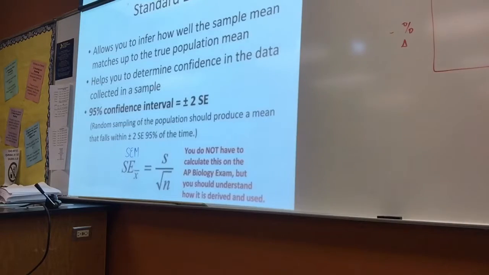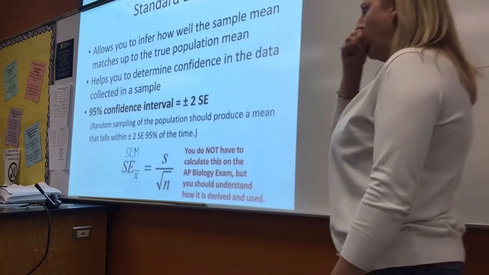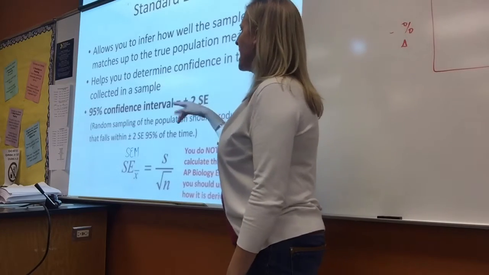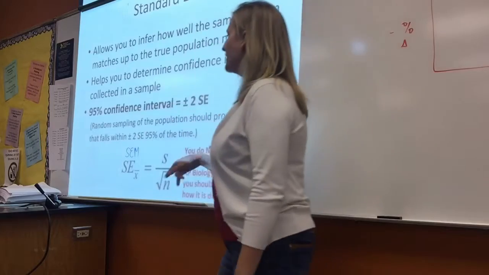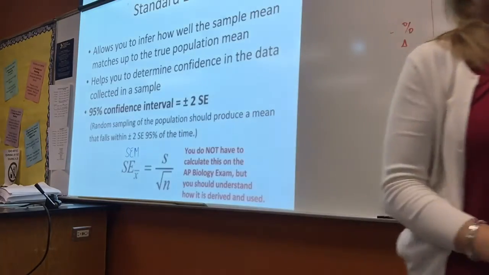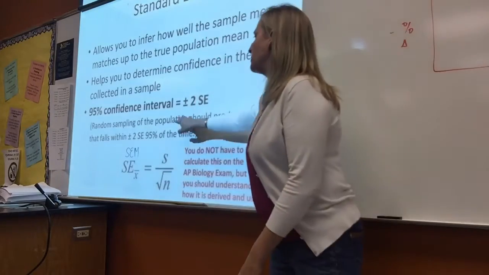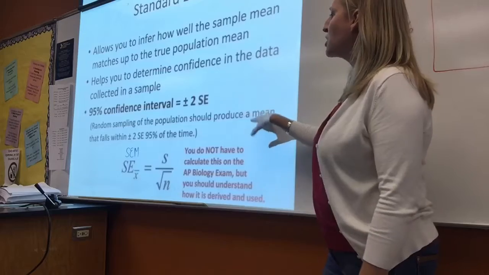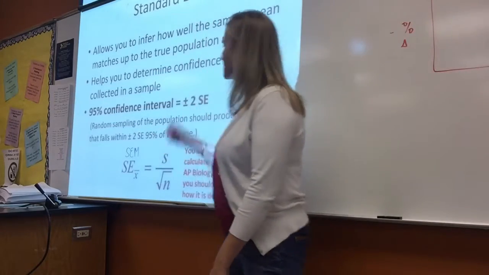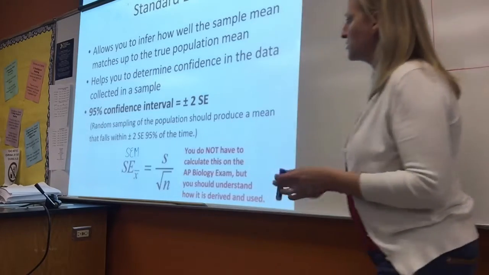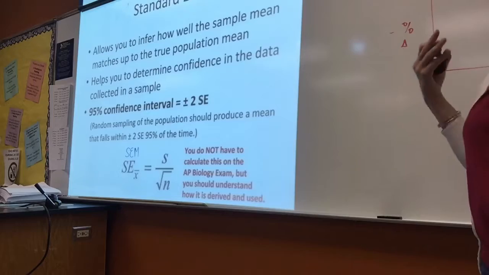What the standard error does is we look at two standard error units, and it's called a 95% confidence interval. Whatever number your standard error comes out to be, if you took a random sampling of the population, it should produce a mean that falls within two standard error units, either plus or minus, 95% of the time. So the mean should be in between the two standard error units.